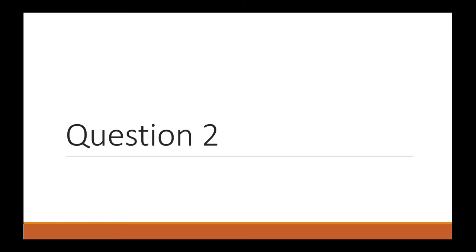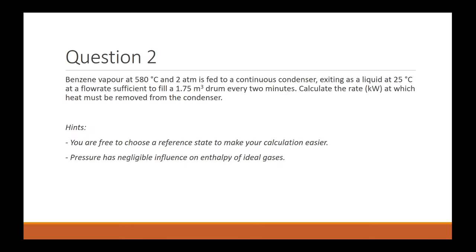So for question 2, benzene vapor at 580 degrees Celsius and 2 atmospheric pressure is fed to a continuous condenser, exiting as a liquid at 25 degrees Celsius at a flow rate sufficient to fill a 1.75 meter cube drum every 2 minutes.